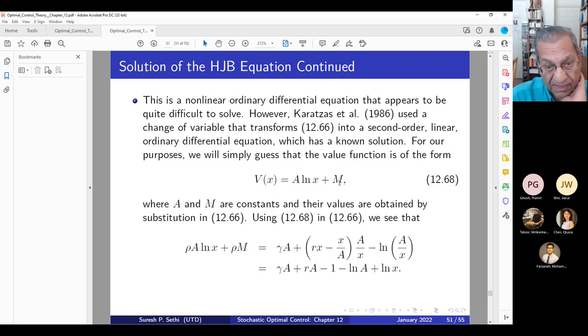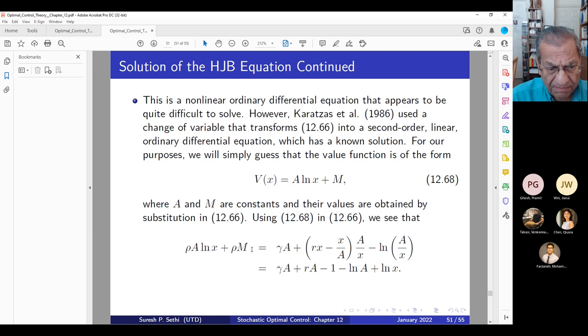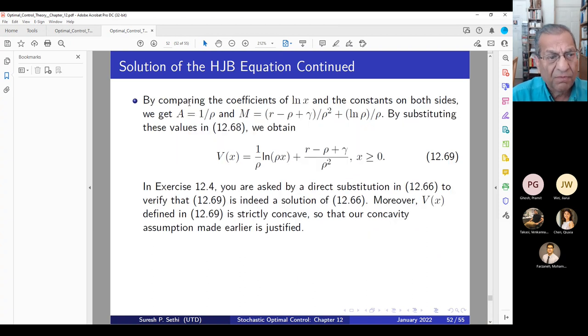And Merton did it, and he was lucky. And I'm now giving you what he did. You can do it for different value functions, different utility functions. There are different formulas which allow you to do that. So once I do that, I can substitute this into this formula and find the coefficients. So I need to find A and M. So I go through this. So I have this equal to this, and then by computing the coefficients, equating the coefficients, I can find A and M. Okay, same. You have a coefficient of x and log x and whatever. So you will find that this equation will be satisfied when A is 1 by rho and M is this. So what you see by comparing the coefficient of log x and the constant on both sides, we get this.